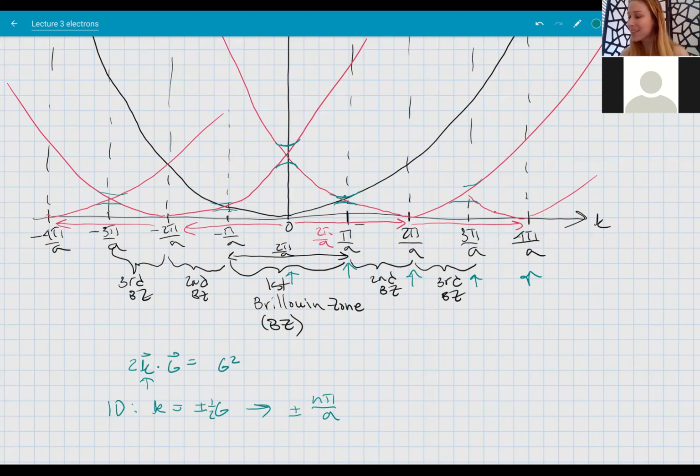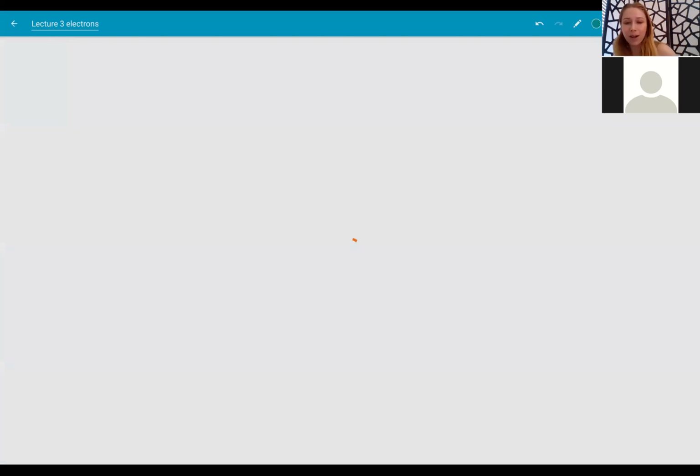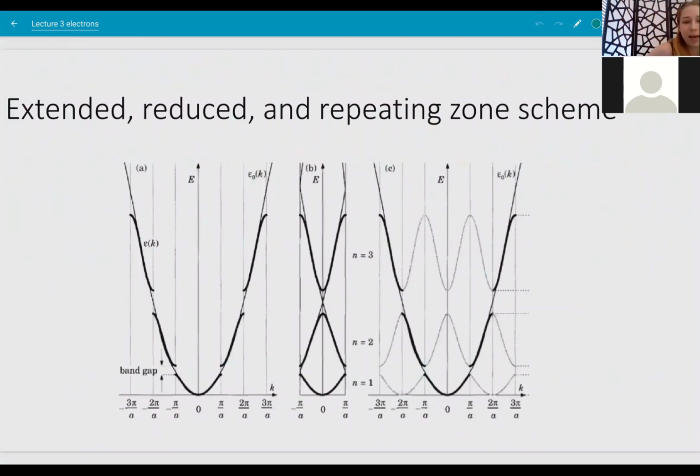Okay, so that was the messy derivation. And let me show you a neater slide of how to visualize this. So the graph that I drew previously on that slide is most similar to this one right here on the right. And you can see that here it's drawn such that there is the same thing present in every Brillouin zone. So this is called the repeating zone scheme.